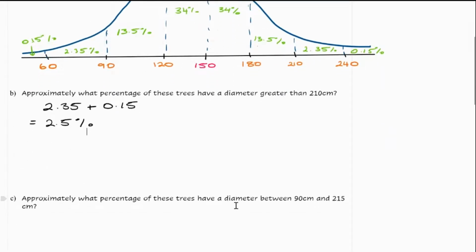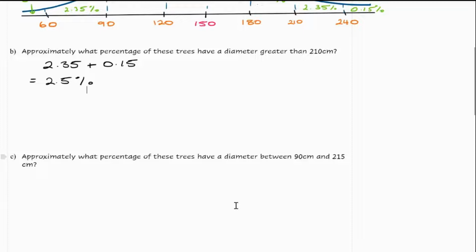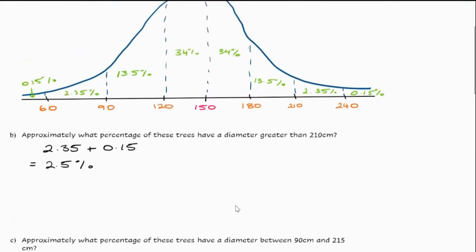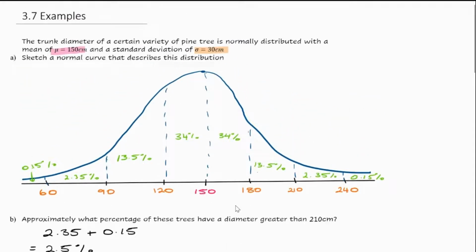Moving on to our next question down here. It asks me approximately what percentage of these trees have a diameter between 90 and 215 centimeters. Now, having a look, I could easily do the 90. However, there is no nice 215. It's somewhere in between the 210 and 240, but not quite.